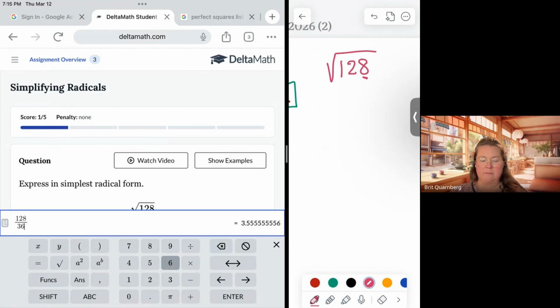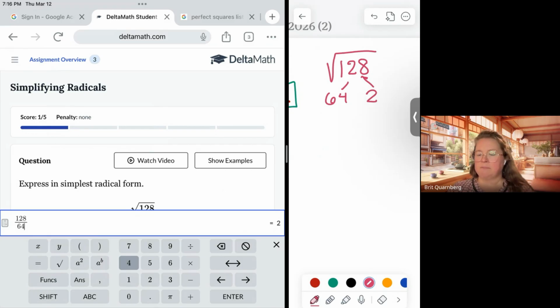The biggest even one, and then 128 didn't work. So let's try the other ones. 49? Nope. 64? Hey, it did work. So we have 64 and 2, right? I just tried perfect squares. If you're not used to the perfect squares, use the table.